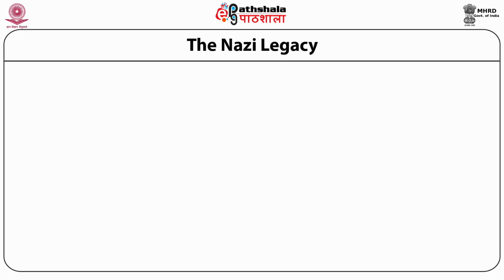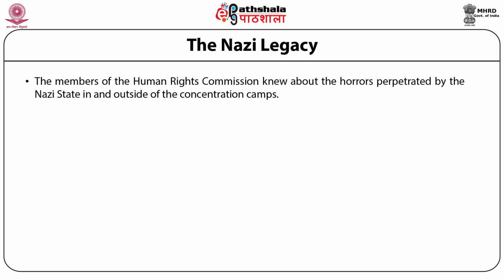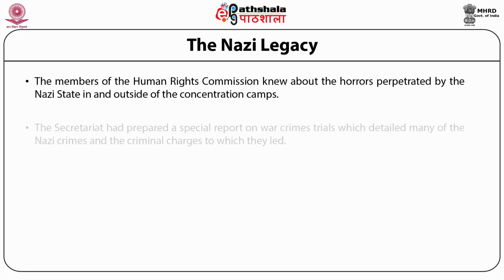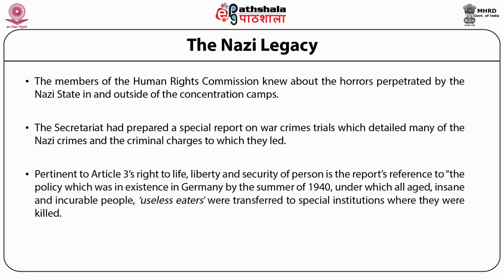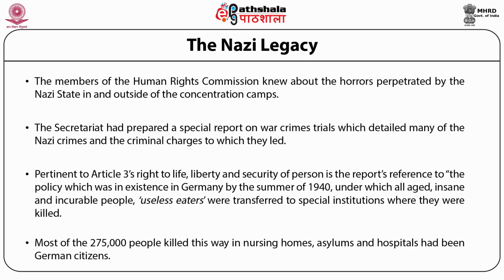Why? The members of the Human Rights Commission knew about the horrors perpetrated by the Nazi state in and outside of the concentration camps. The Secretariat had prepared a special report that described most of the war crimes. Pertinent to Article 3's right to life and liberty, as the report said, was the policy in existence in Germany by the summer of 1940, when Hitler was in power, under which all aged, insane, and incurable people were transferred to special institutions where they were killed. Most of the 275,000 people killed in this way in nursing homes, asylums, and hospitals had been German citizens.